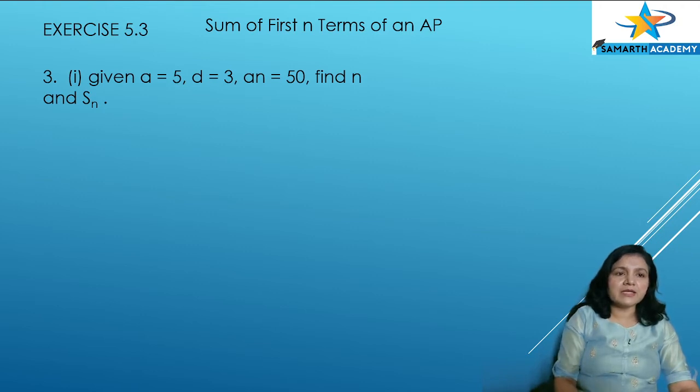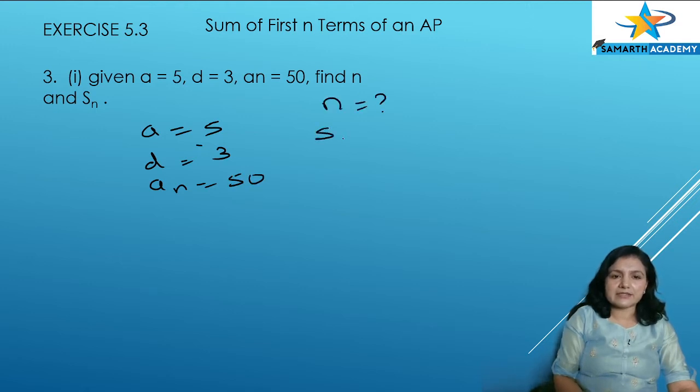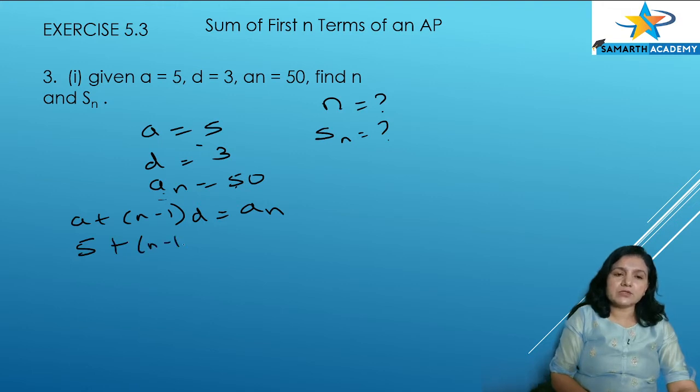Third main. Here a few terms are given and we have to find the terms that are asked. Given a equal to 5, d is equal to 3 and an equal to 50. n and Sn are asked. So we will find n with the help of an. So a plus n minus 1 into d equal to an. a is 5 plus n minus 1 into d is 3 equal to 50.